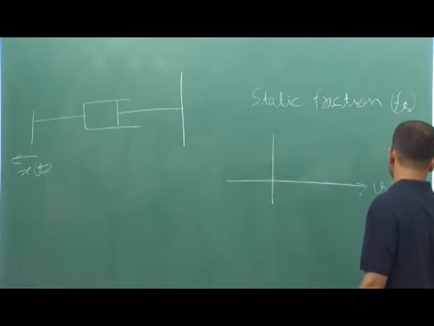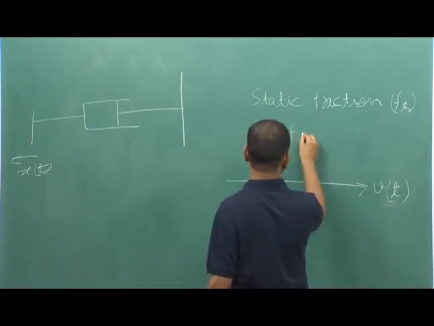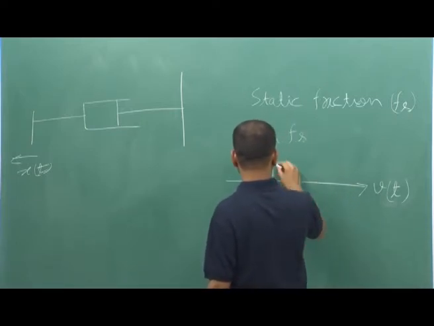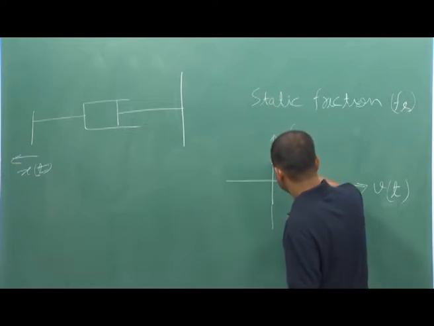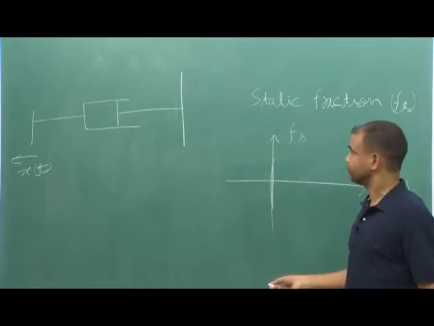Suppose the x axis is the velocity axis and this is my friction F of S. It is something like this. Whenever there is velocity, it will be 0.